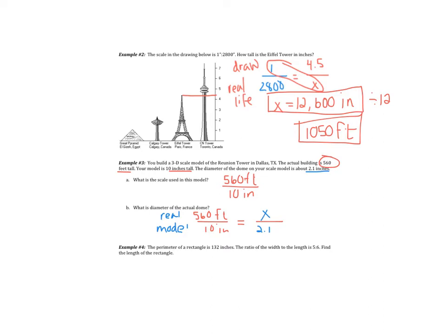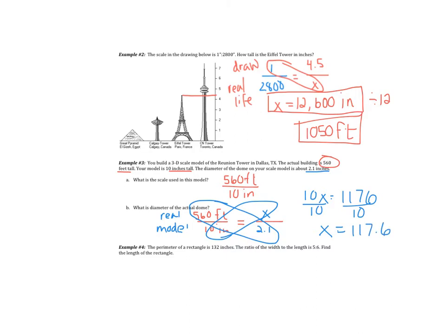Okay, at this point I'm ready to cross multiply. 10 times x is 10x equals 560 times 2.1, which gives me 1,176. Divide both sides by 10. And x is going to equal 117.6. And now because this is the real life dome, it's feet.